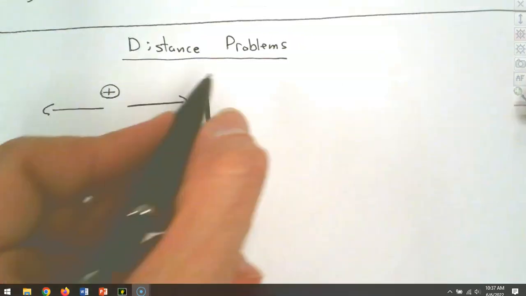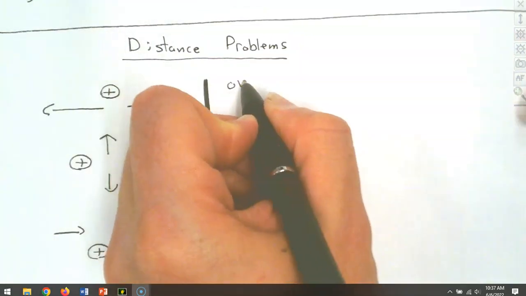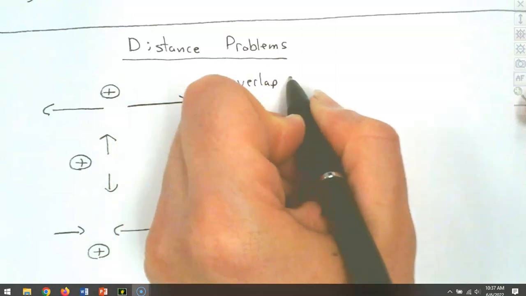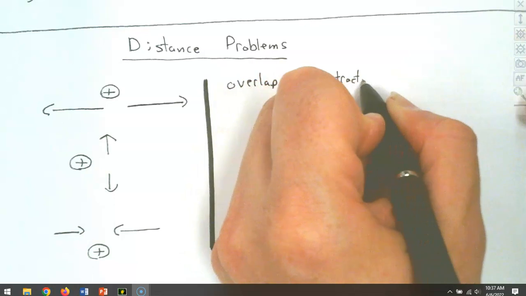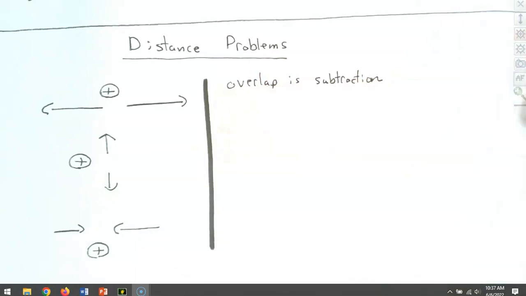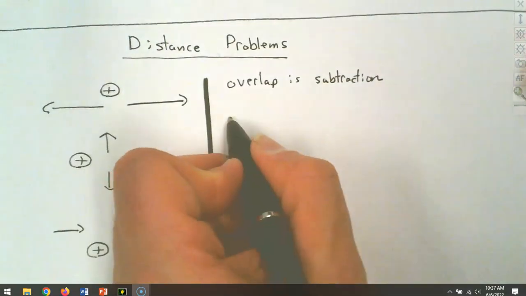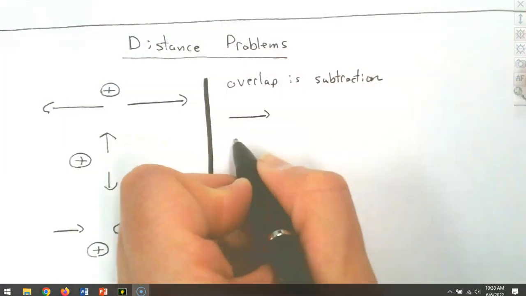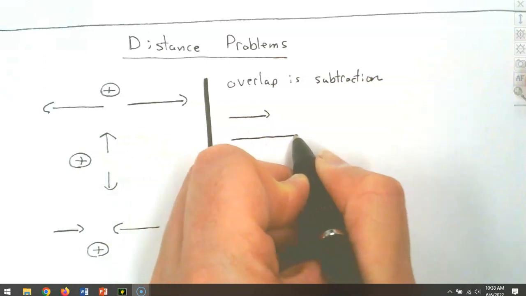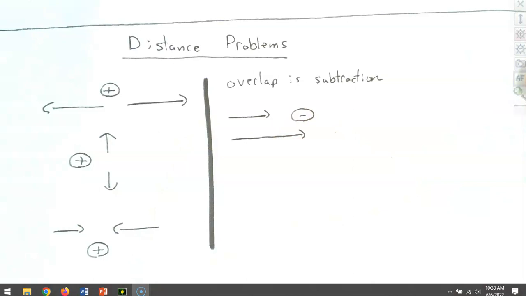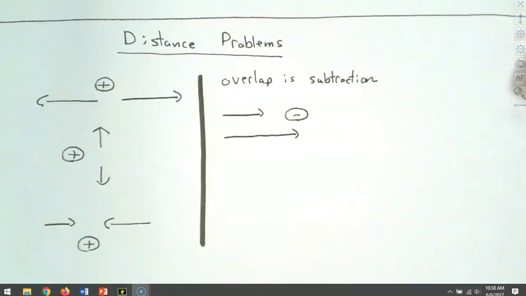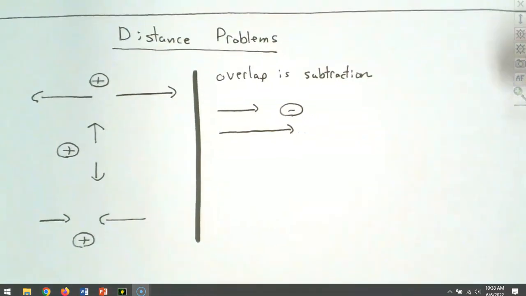If they overlap, they subtract. So when we talk about subtraction, they're going to overlap. So these are people running a race. Okay? One person is running faster than the other, and we look at the difference between them, so that's going to be subtraction. So overlap is subtraction. If they overlap at all, that means we subtract them.